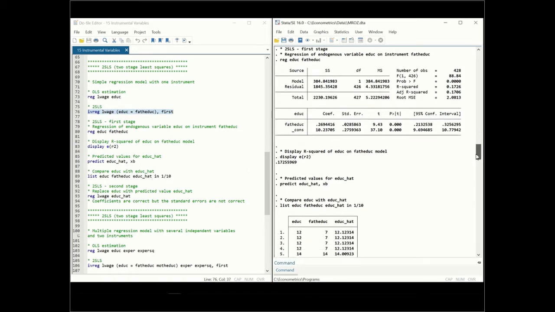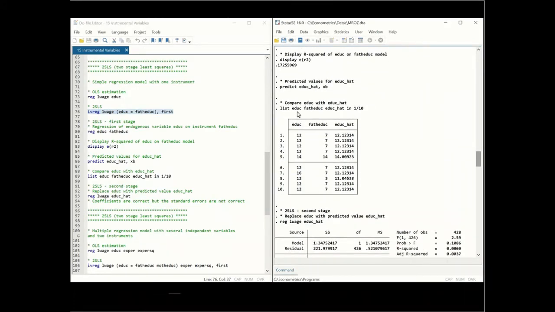So if we're listing education, father's education, education hat, the first 10 observations, this is what we're finding here. So notice this is the original variable of education that is endogenous. And here, the father's education, this is the instrument, and the instrument is an exogenous variable. Now, if we have education hat, this variable is only based on the father's education. It's coming from this equation here, regression of education on father's education. When we get the predicted values from here, education hat, it only depends now on father's education.